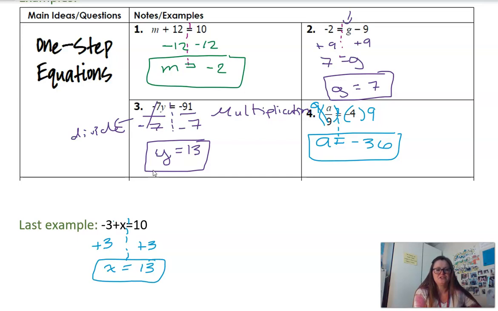So I just wanted to do an example like this. It's just like when we were doing the expressions. The sign goes with the number after it. So this is a negative 3. You could almost think of this like a subtract 3. So to undo it, we have to add. And the x is actually being added. It's a plus x. So I think with that example, you should be good to do the Delta Math assignment.